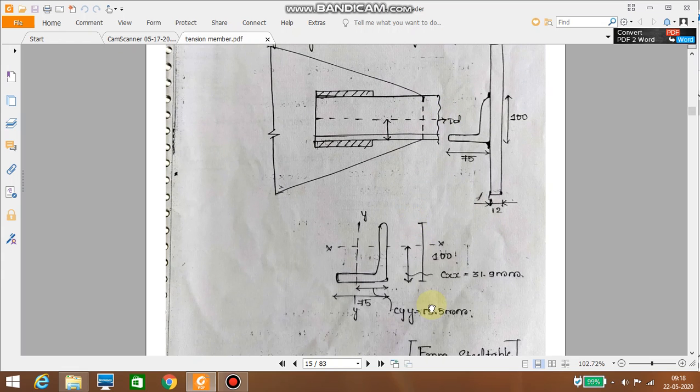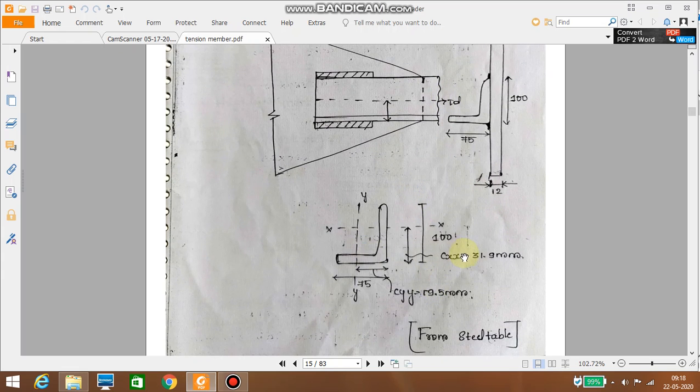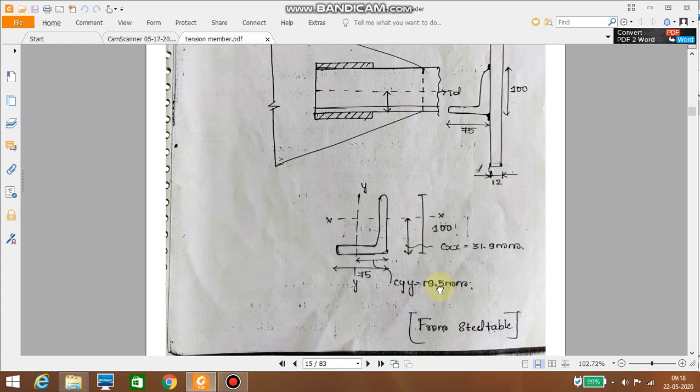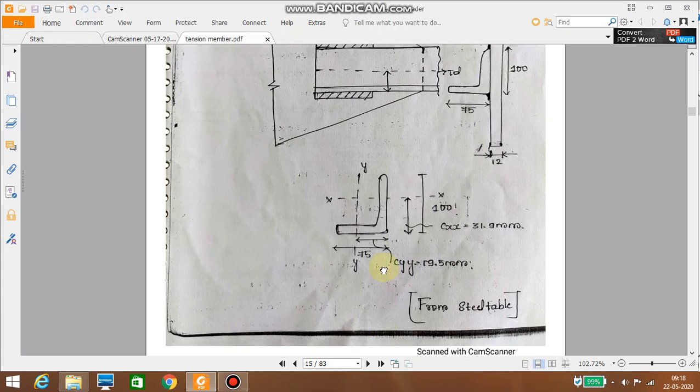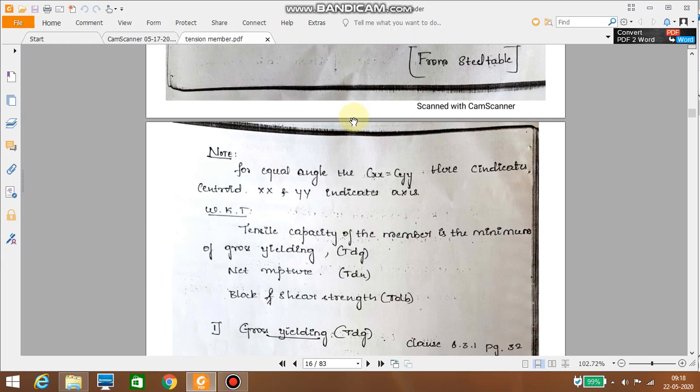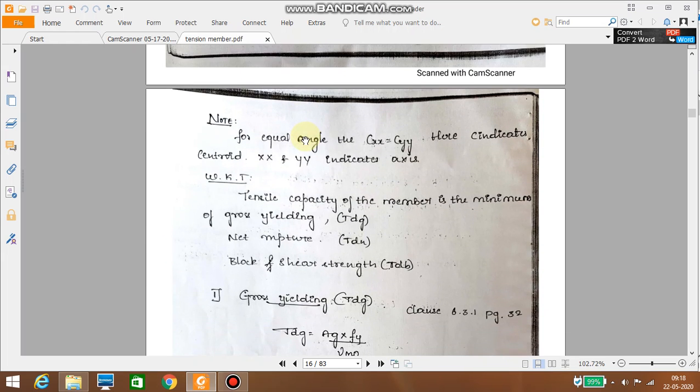Now, from the steel table, you find out CXX or CZZ and CYY. So CXX is 31.9 mm and CYY is 10.5 mm. This is from the steel table. In case you get an equal angle, then CZZ or CXX is equal to CYY. C is nothing but the centroidal distance with respect to the XX or YY axis.